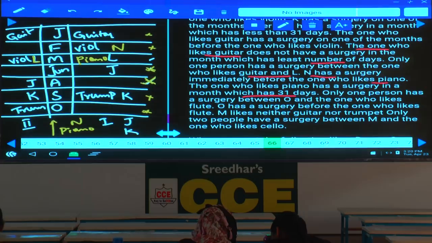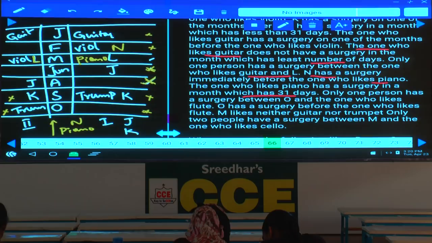Then coming to the second case, now piano cannot be at this place because trumpet is already there. If piano is here, then N must be in the month of August, which is not possible. Then what are the other possibilities here? Can piano be at this place, if piano is in the month of August? Piano can be in the month of August because piano must have 31 days. Hence, piano can be in the month of August.